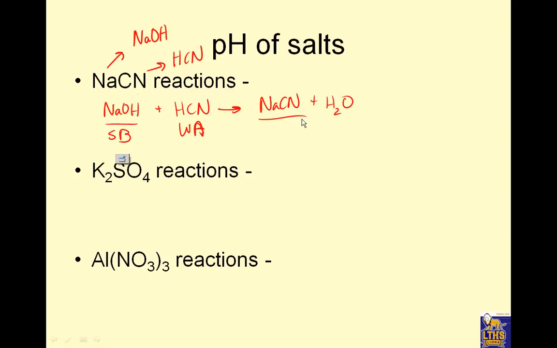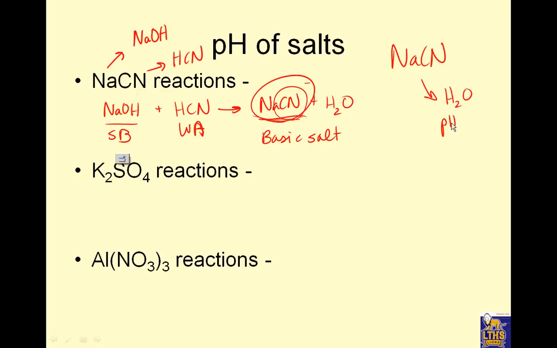So when you form NaCN, this CN minus is the conjugate base of a weak acid, so it's actually a pretty strong base, so this solution right here is going to be a basic salt. Now you might be asking, what does that mean? That means if I take NaCN and dissolve it into water, it should have a pH higher than 7. Why? Because it came from the combination of a strong base and a weak acid.